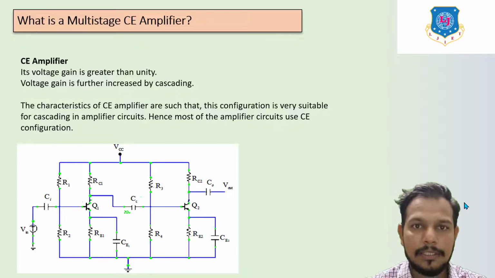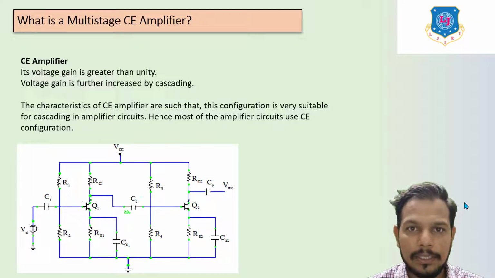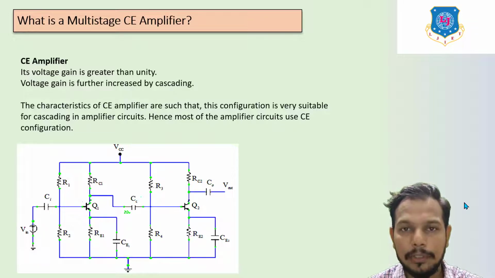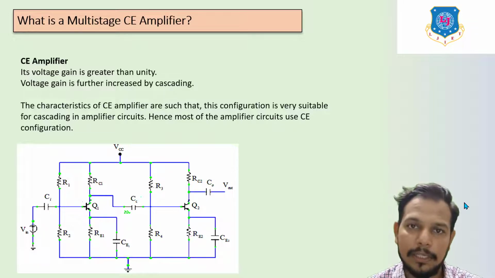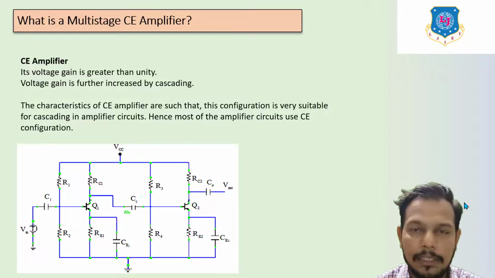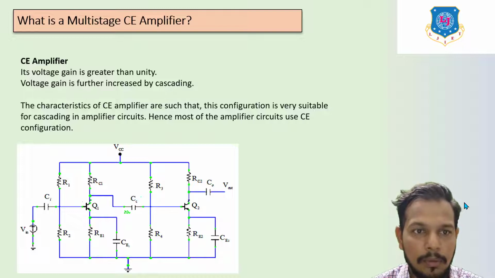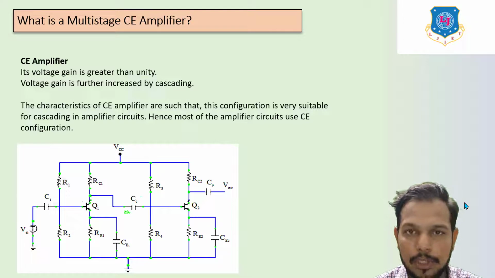Now here in this diagram you can see the cascaded CE amplifier. I am using the word cascading, which means you connect the stages in series. Vin, the input voltage, goes to the capacitor. This circuit is similar to the RC coupling amplifier. In this multi-stage CE amplifier, we use two stages, one transistor Q1 and another Q2.